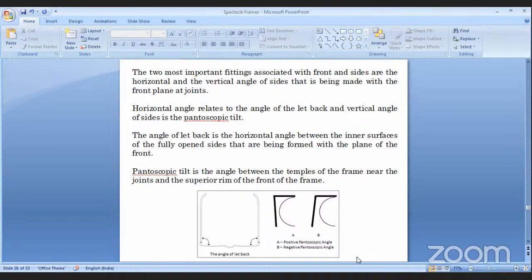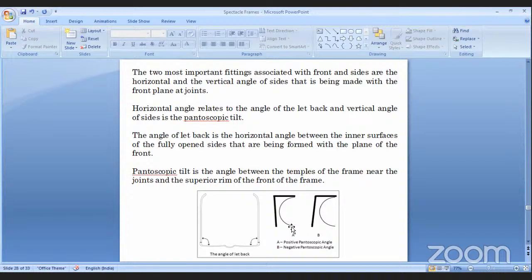You can see this angle of lay back here. It is the angle between the side and the front. You can see a 90-degree angle has been made here. Now in a wider face selected with a smaller frame size, this angle may go up. Pantoscopic tilt is the angle between the temple of the frame near the joints and the superior rim of the frame front. It determines the vertical positioning of the spectacle frame on the wearer's face.